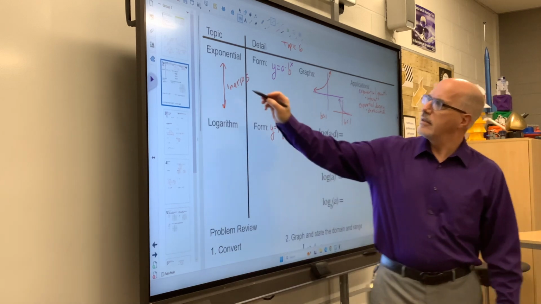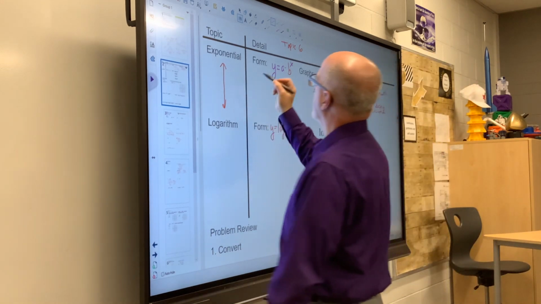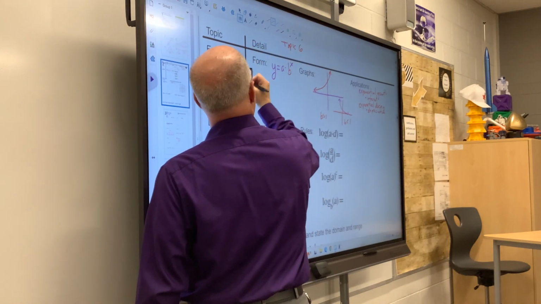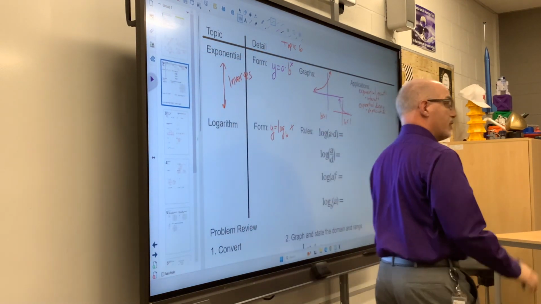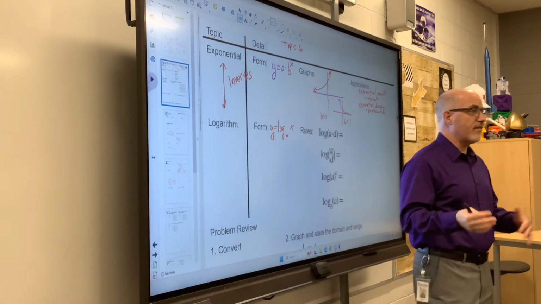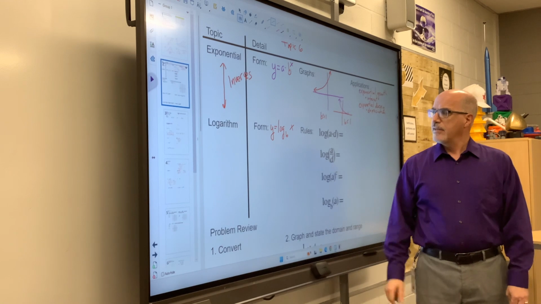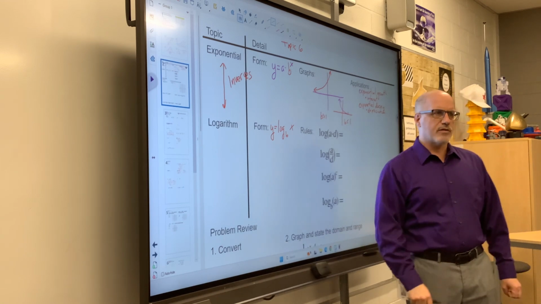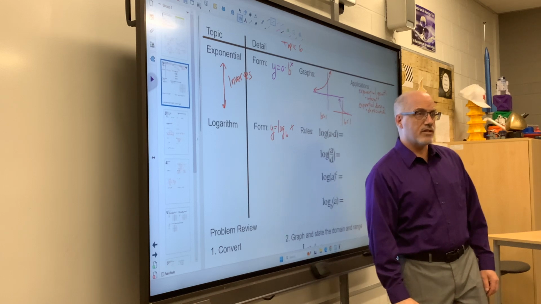Okay, so when we talked about inverses in chapter 5, we then extended it here to exponentials and logarithms. Now we had 4 rules that you have to remember for this. Okay, these are important rules. These are not going to be given to you.